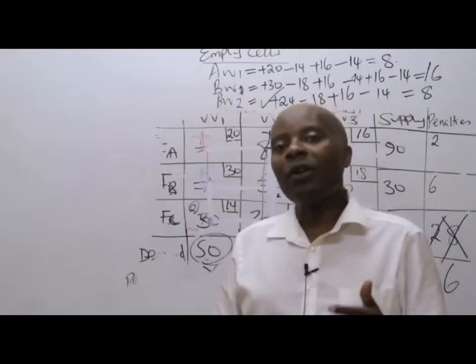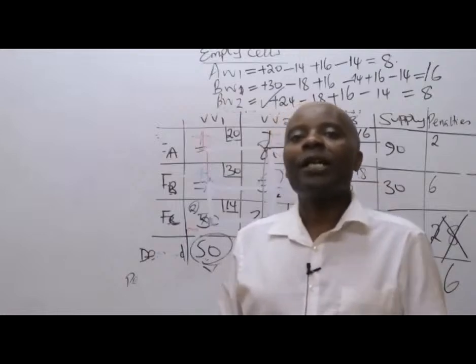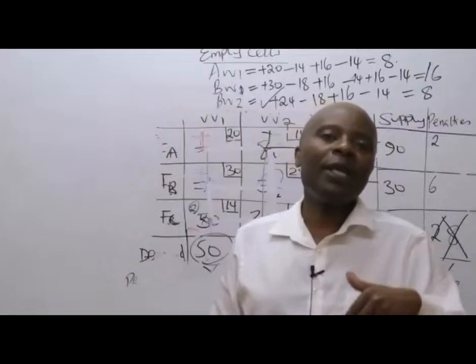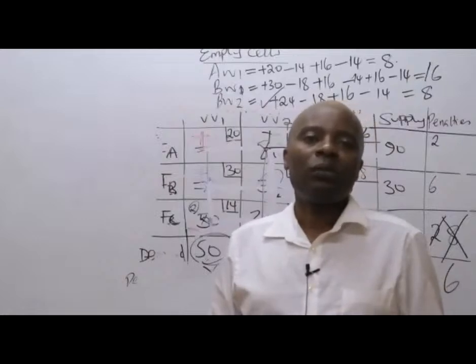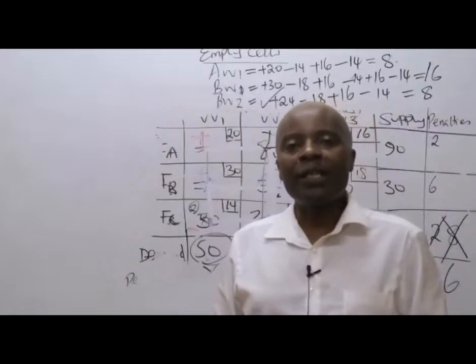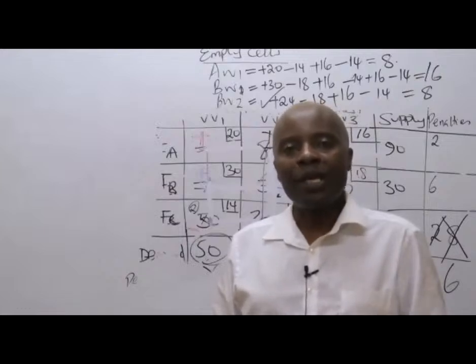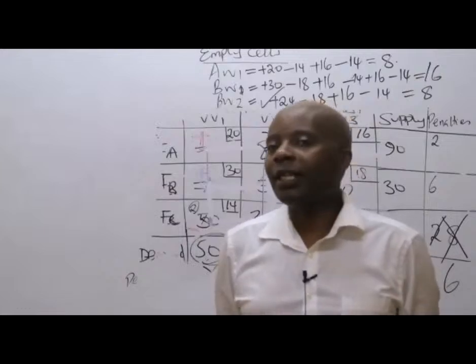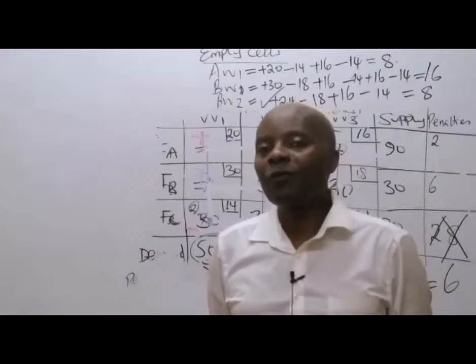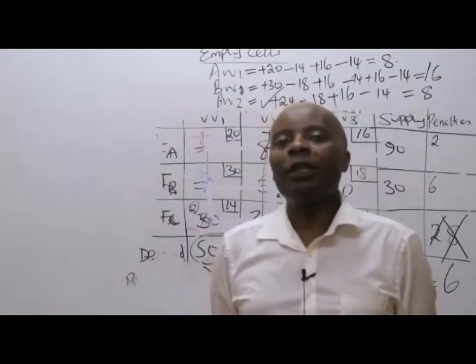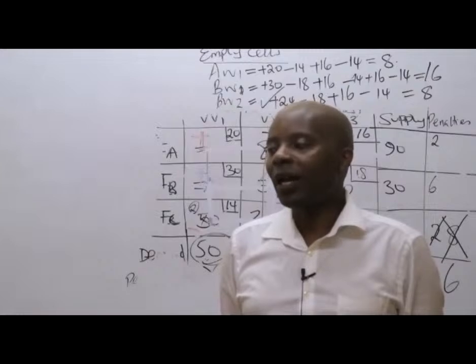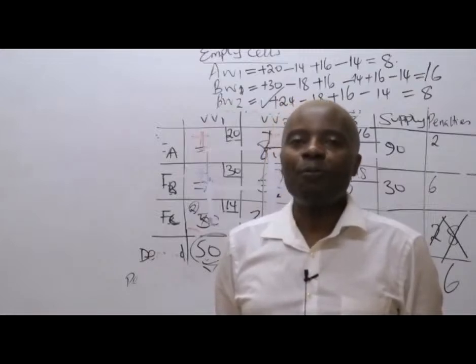Remember, whenever you use VAM and use it correctly, the first table you get will always be optimal. There are no iterations to be made here. You can't get a negative shadow price. When you use VAM very well, the first table you get will be optimal.